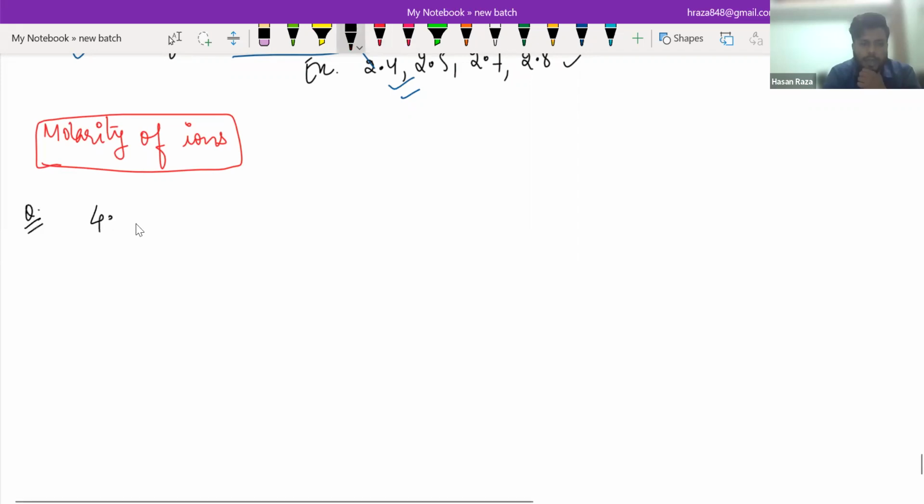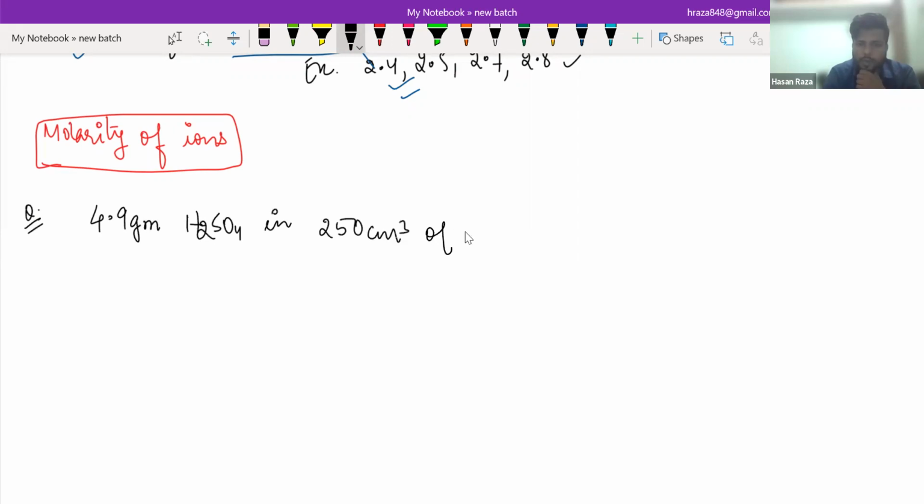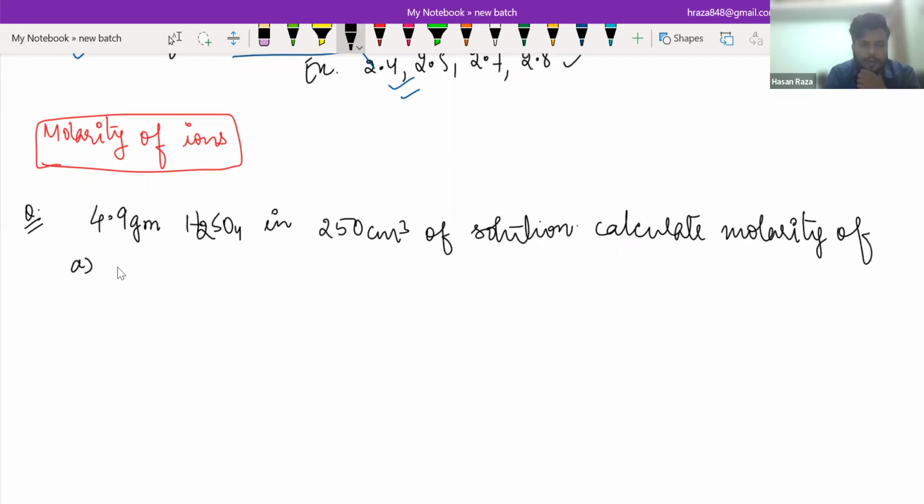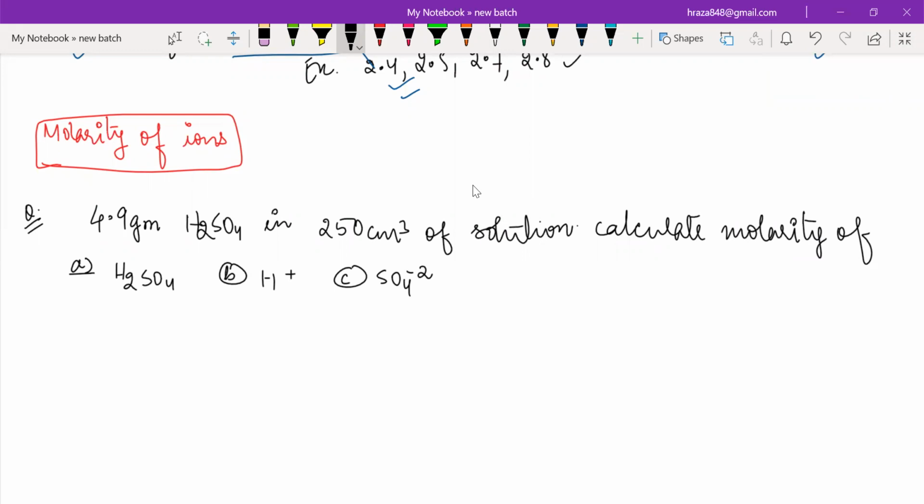This is basically 4.9 gram H2SO4 in 250 centimeter cube of solution. Calculate molarity of A part, the H2SO4, which is very easy; B part, H plus; and C part, SO4 minus 2. You can do the A part easily. Can you do it? I'll write the question. Just write it and try it.